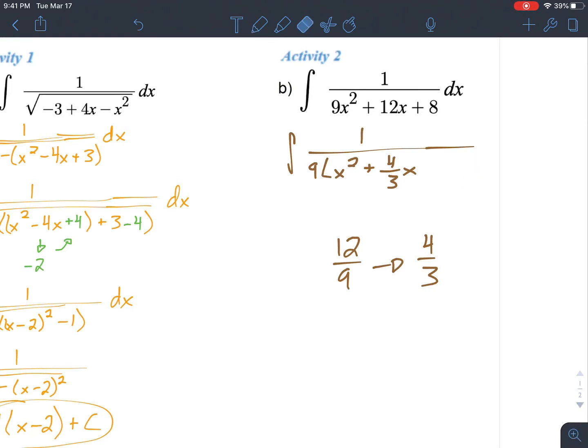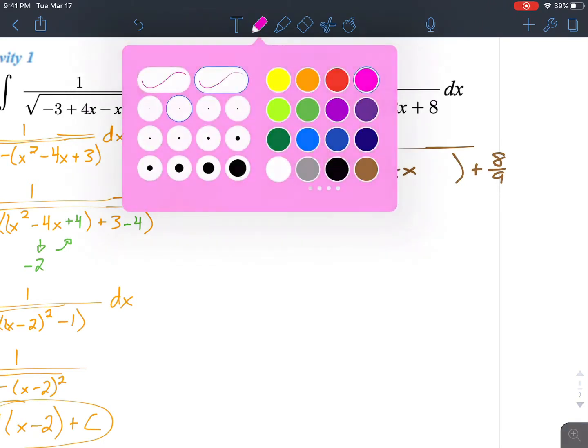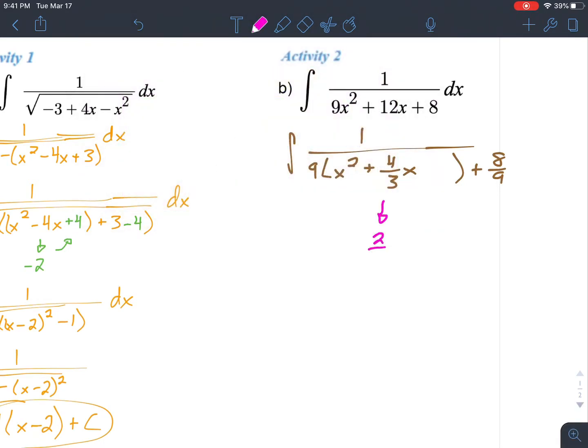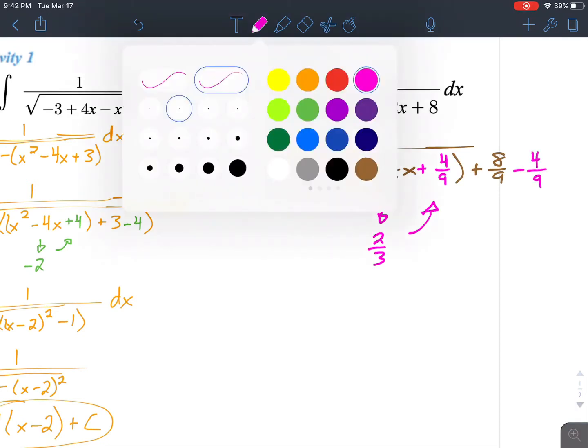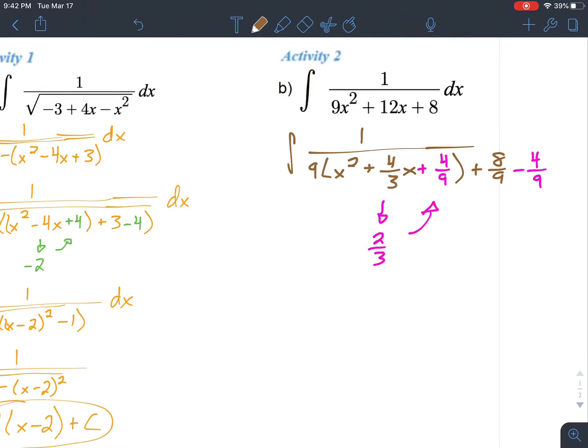Just to save us a little bit of space and a little bit of time, I am going to put in my spaces here when we complete the square. And now half of 4/3 is 2/3. And be careful, when I first made my notes, I messed up this part here. If you square 2/3, it actually becomes 4/9. So then because we added 4/9, we have to subtract 4/9 as well. And as usual, I'm forgetting dx.